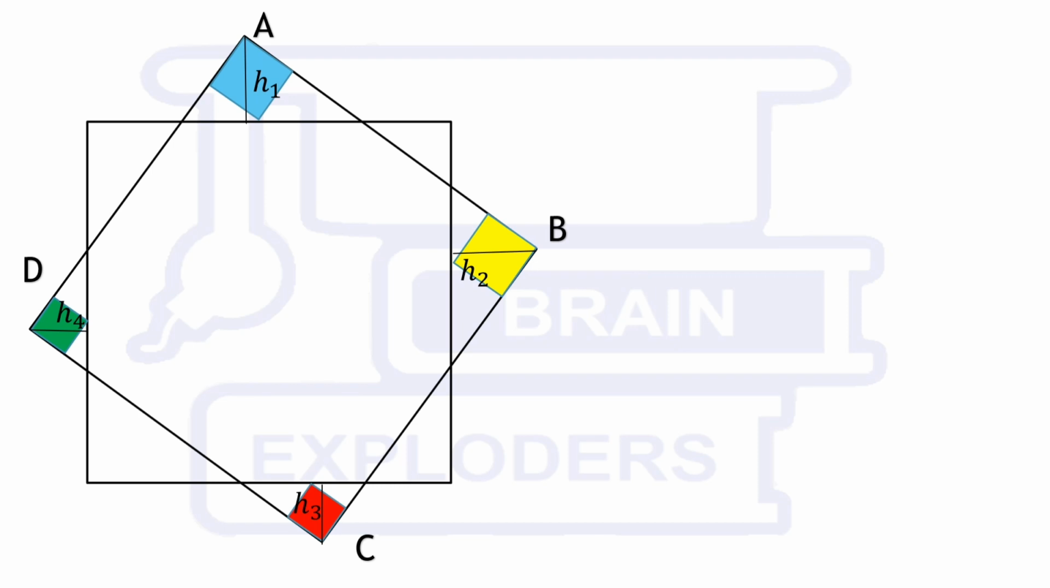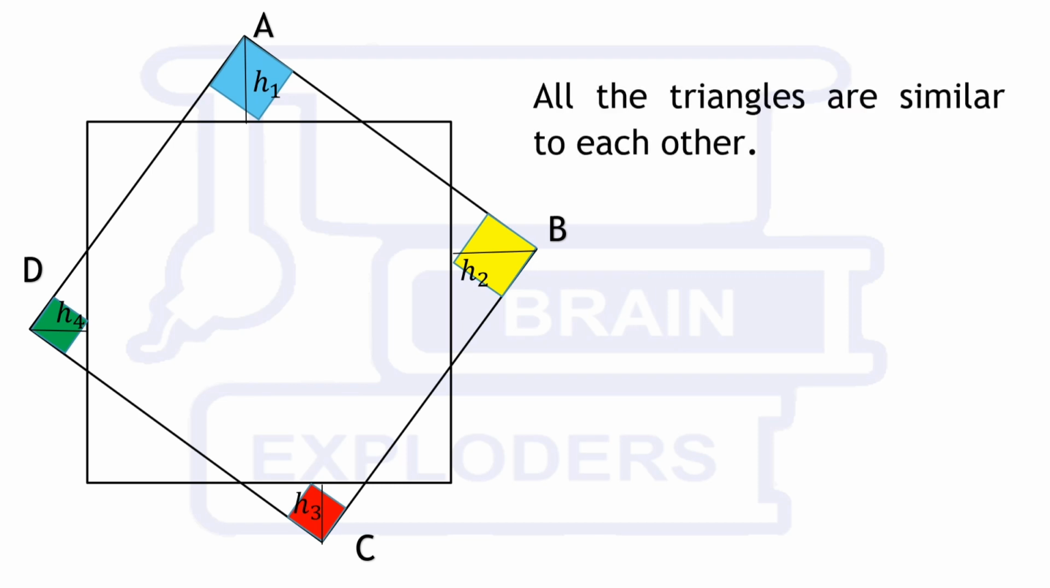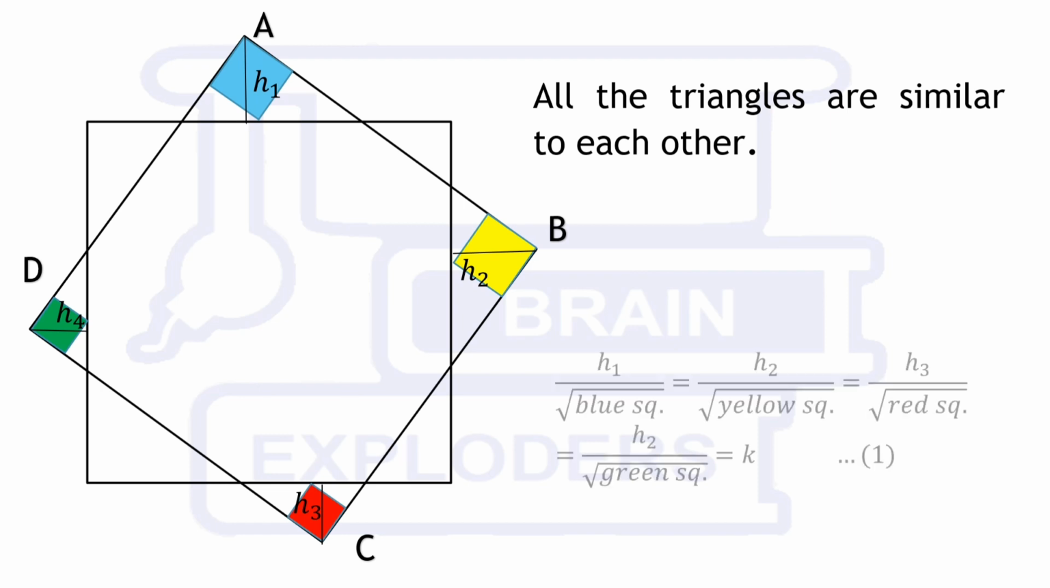We can write that h1 over square root of this blue square is equal to h2 over square root of the area of this yellow square is equal to h3 over root of red square is equal to h4 over this green square, and it is a constant. So suppose it is equal to a constant k and consider it equation 1.